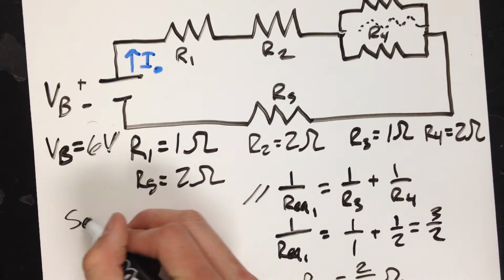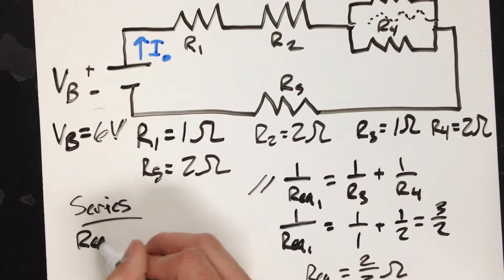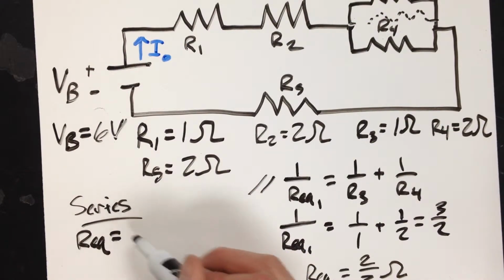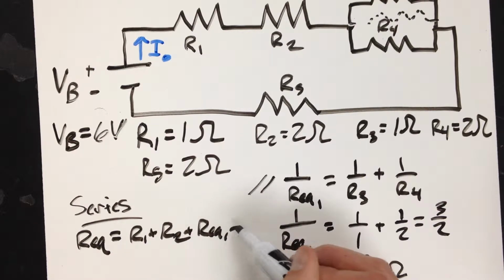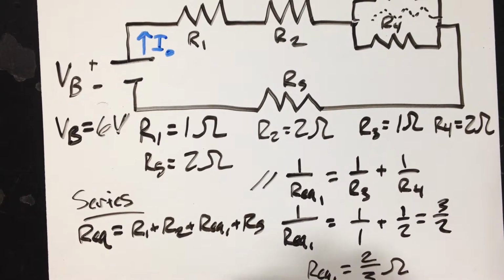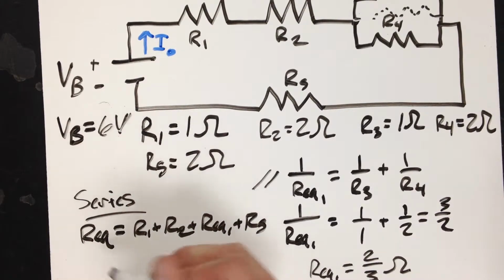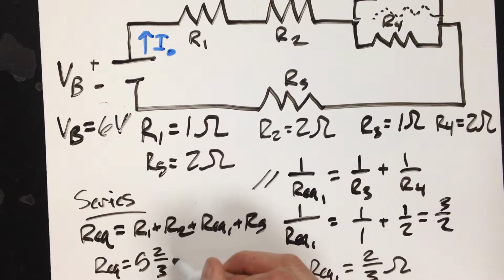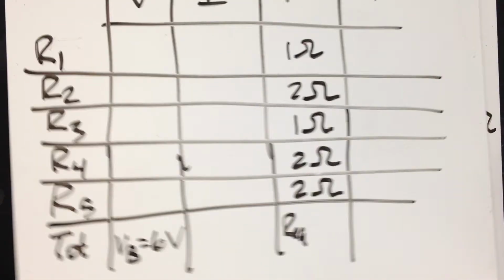Well, now all of my resistors are in series with each other. So for series resistors, it is just a sum. So now I can figure out the total resistance of my circuit. It is just R1 plus R2 plus REQ1 plus R5. Now that would give me 1 plus 2 plus 2/3 plus 2, which would be 5 2/3, or 17/3 ohms.